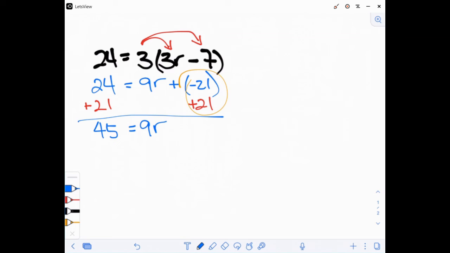Well, I don't want to know what 9r is equal to. I want to know what 1r equals, so let's divide by 9. What I do to one side, I got to do to the other. I'm dividing by 9 on both sides. Why? Because it creates this giant 1. 9 divided by 9 equals 1. So that leaves me with r on the right side and 5. 45 divided by 9 equals 5.